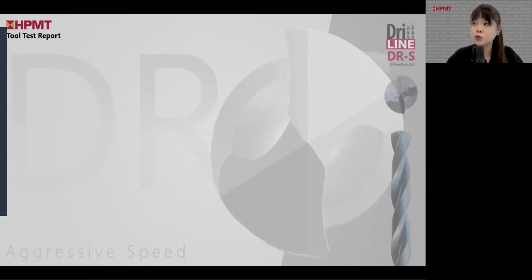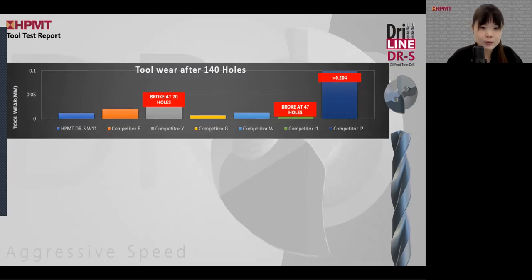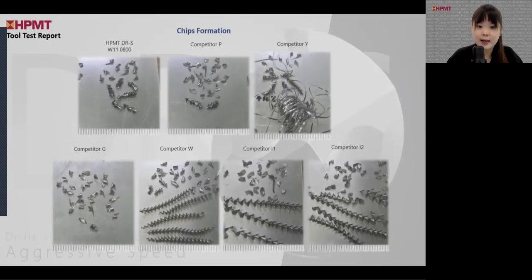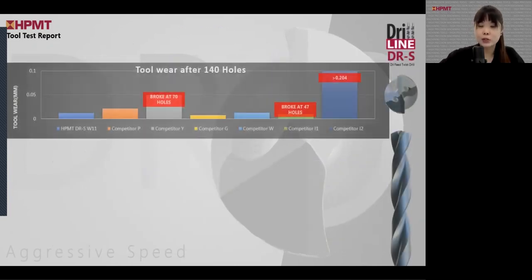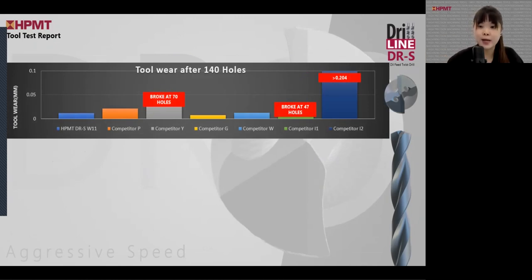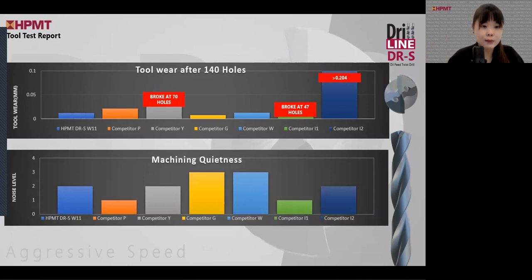Next, we are also taking the surface finishing into consideration. Okay, so the next one is we also take all those things into consideration and summarize it for your better reference. So you can see from here, right? We have a bar chart showing the tool wear after drilling 140 holes. You can see here, our DRS actually ranked second with a relatively low tool wear.